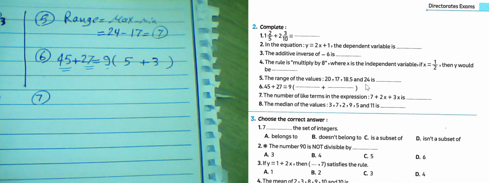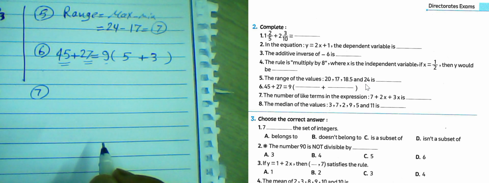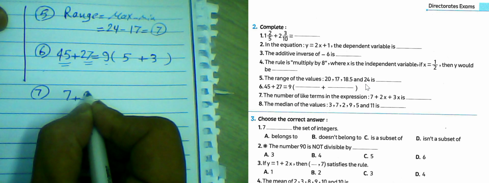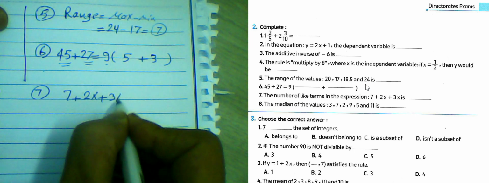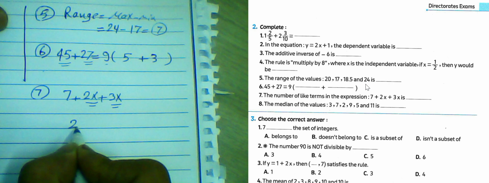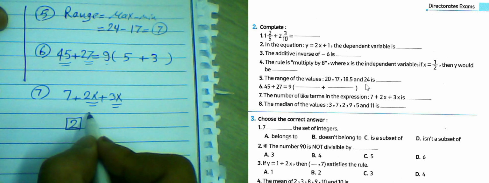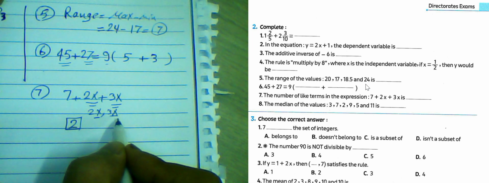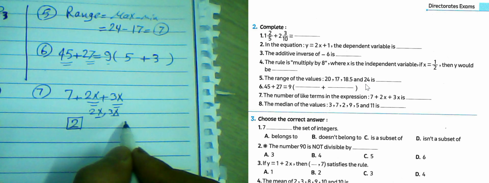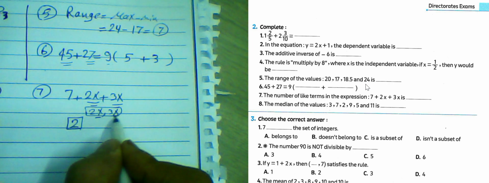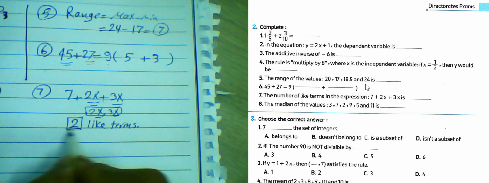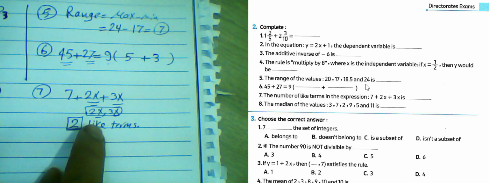Next, question number 7. The number of like terms in the expression. We can write number of like terms here. We have 7 plus 2x plus 3x. We have 2 like terms here. The result will be 2 because we have 2x and 3x as like terms. Then the number of like terms in the expression is 2. We have only 2 like terms here, 2x and 3x.